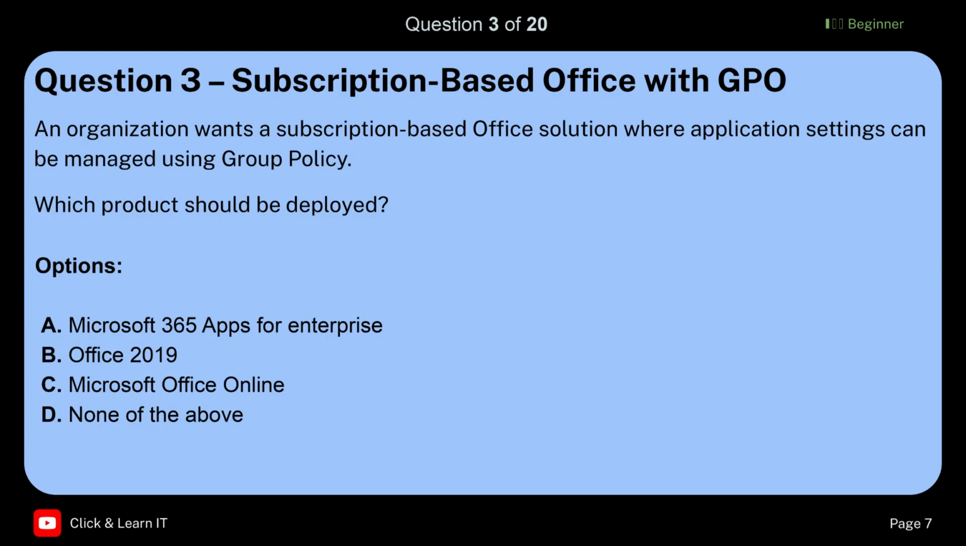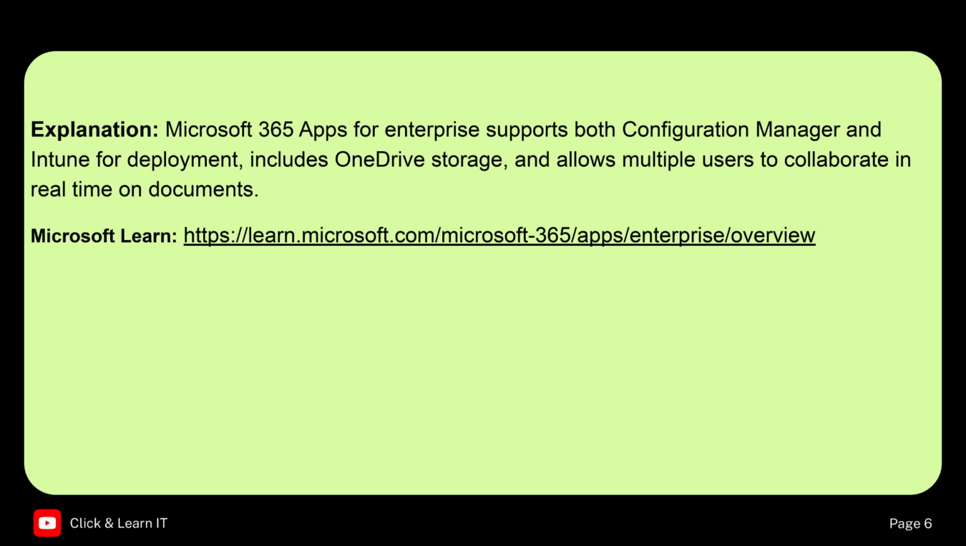Question 3. An organization needs a subscription-based office solution where application settings can be managed using group policy. Which product should be deployed? The correct answer is A. Microsoft 365 Apps for Enterprise, as it is subscription-based and supports group policy. Office 2019 is a perpetual license, and Office Online is web-only without group policy support.